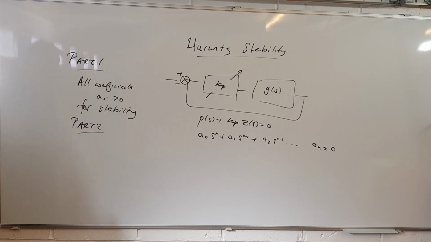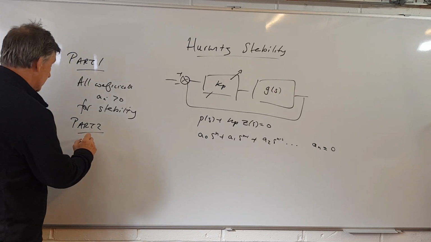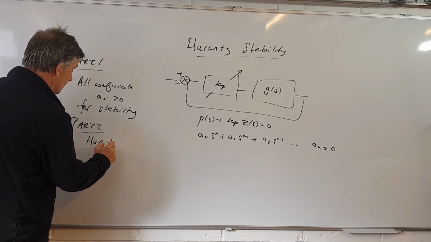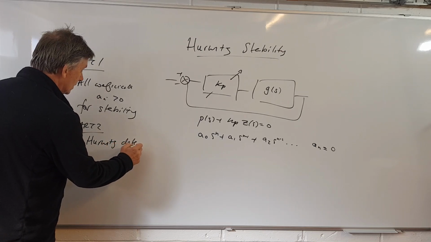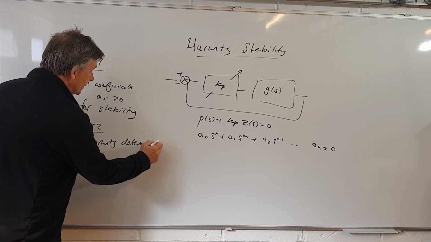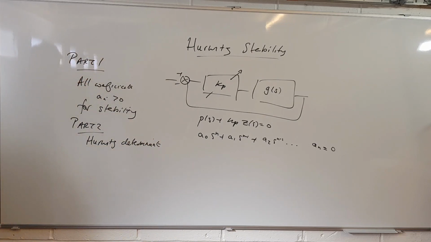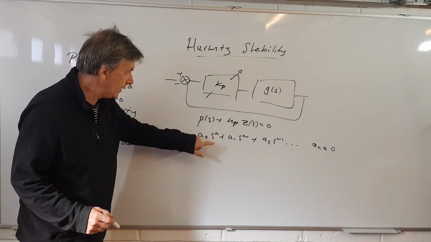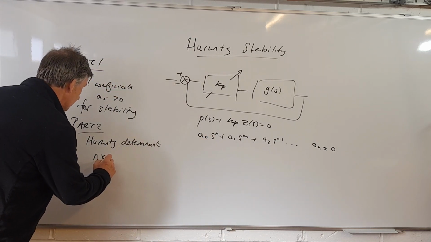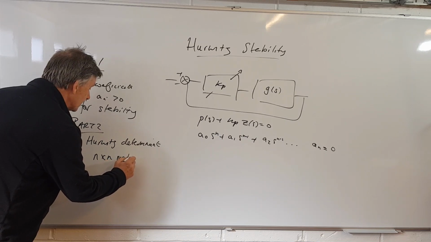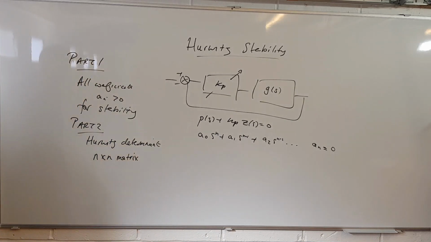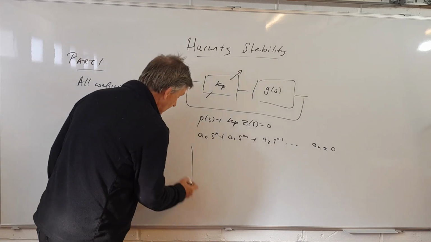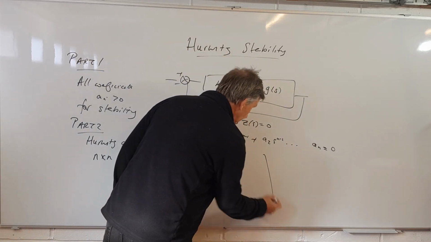And this involves forming what's called the Hurwitz determinant. And this is relatively straightforward to do. The technique is as follows. We have a matrix, and the size of the matrix is n. So it's an n by n matrix, and let's form a little n by n matrix here. This is n this way and n this way.